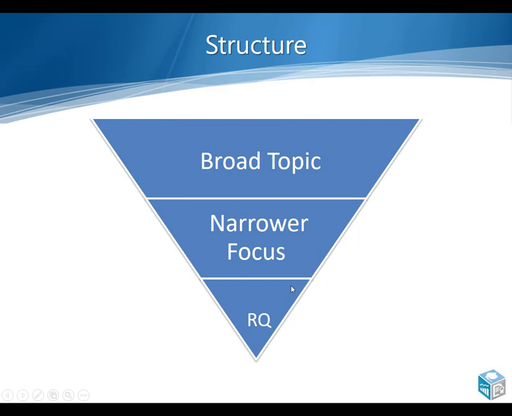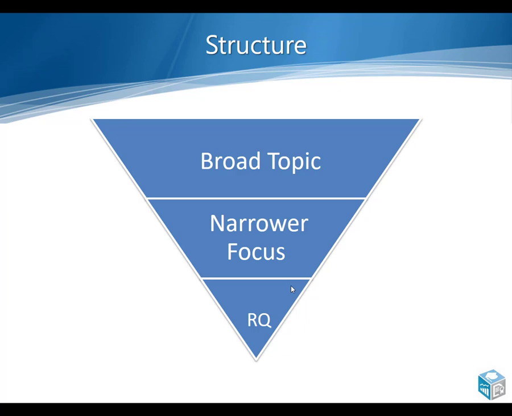Before we get into the writing process though, let's talk about the structure of a good lit review. Ideally, your literature review will have what I call an upside down triangle structure. So the idea is you start out with a very broad topic, and as your lit review progresses, you get more and more specific to the point where you're ready to present your research questions.